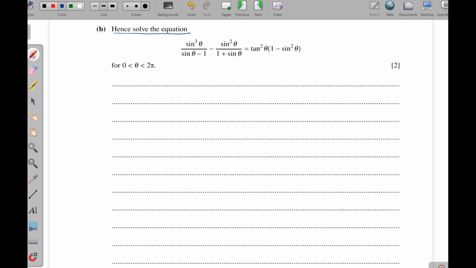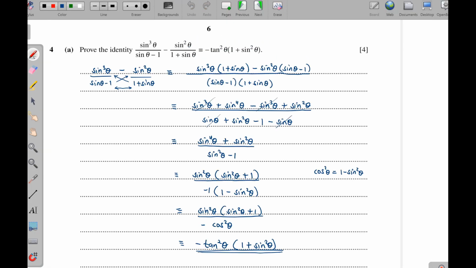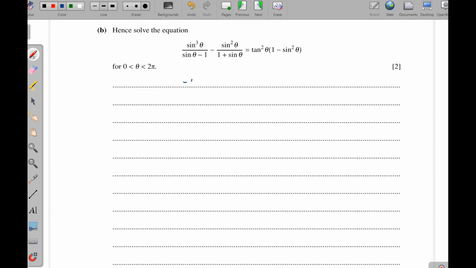Then part B, hence solve the equation, this one here. Now we know that this part here is equal to negative tan squared theta into 1 plus sine squared theta. Then this one is equal to tan squared theta into 1 minus sine squared theta. And from here, we can see the tan squared theta dying, you see?